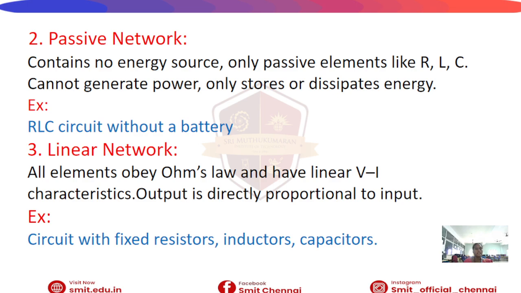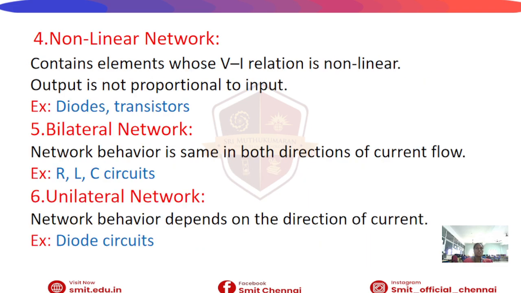Next, linear network. In a linear network, all elements obey Ohm's law. We know that in Ohm's law, the output is directly proportional to the input. The example of a linear network is a circuit with fixed R, L and C. Non-linear network. Here, the voltage current relationship is not linear. The example of nonlinear network is diodes and transistors.